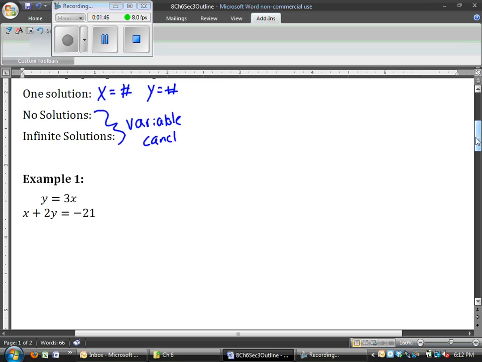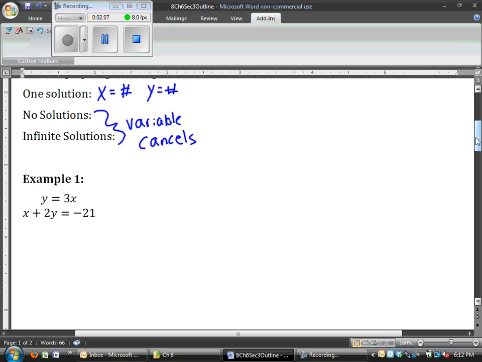Just like the last section when we were solving. I don't know how to spell cancel, sorry. When your variable cancels, I don't think that one's right. Let's try it. That one's right, I hope.